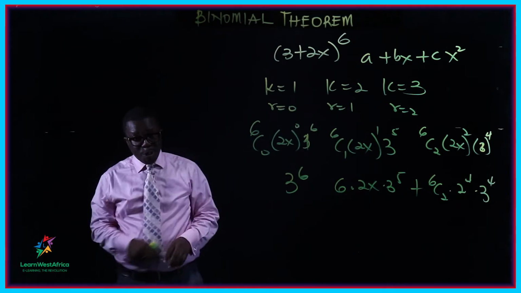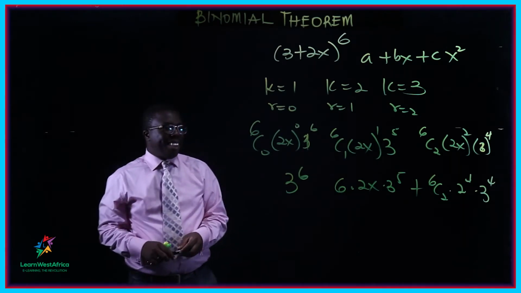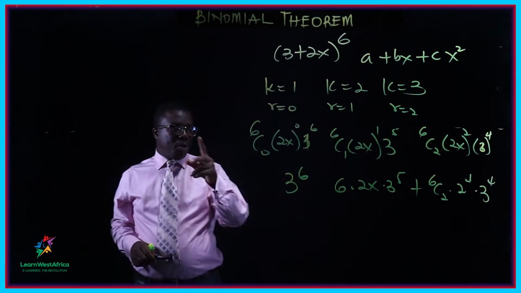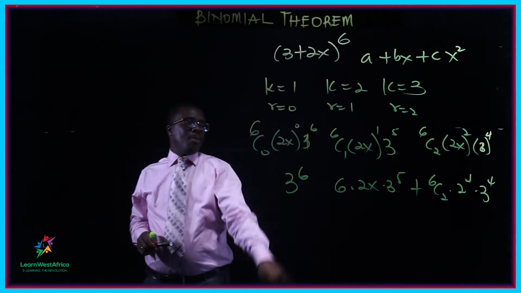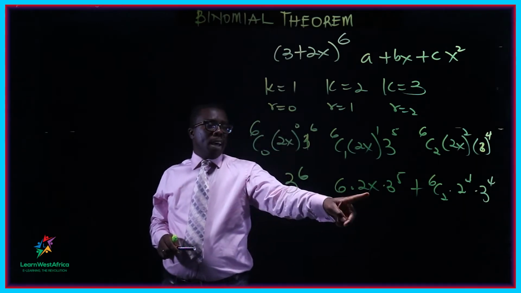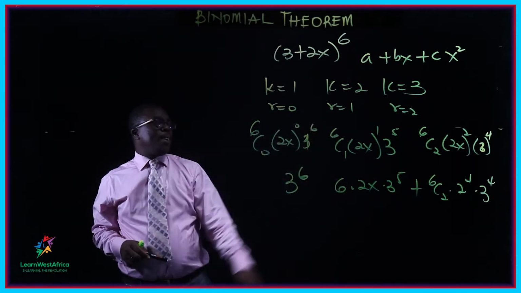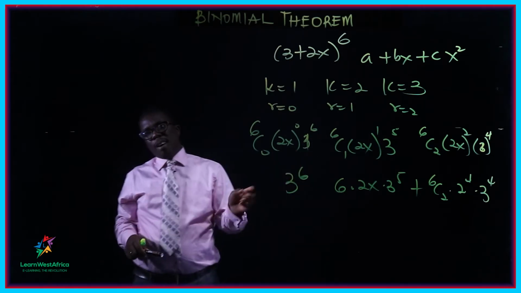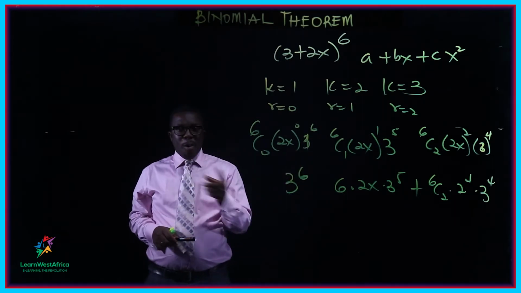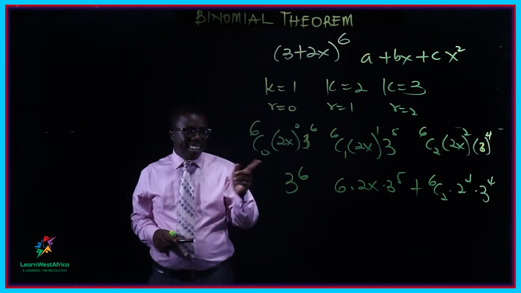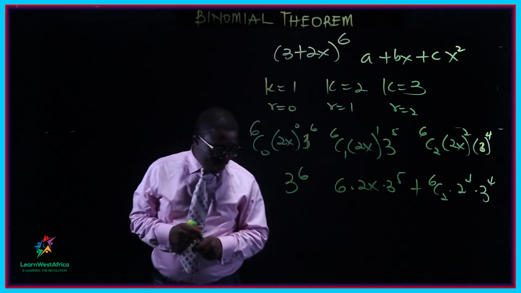I'll just leave that for you to try. Okay, so you can just try that with your calculators. 3 to the power 6 will give you the first term. 6 times 2x, then 3 to the power 5. Then you just resolve it and you have your answer. Okay? So just do that. You can just try your hands on it and the answers will be clear for you.